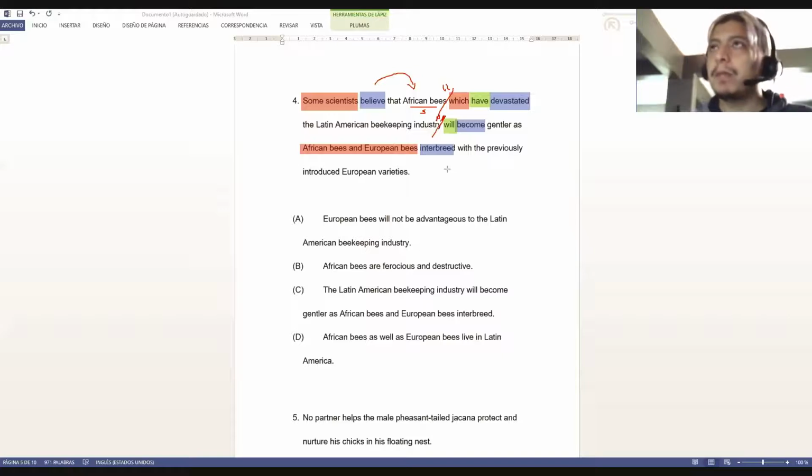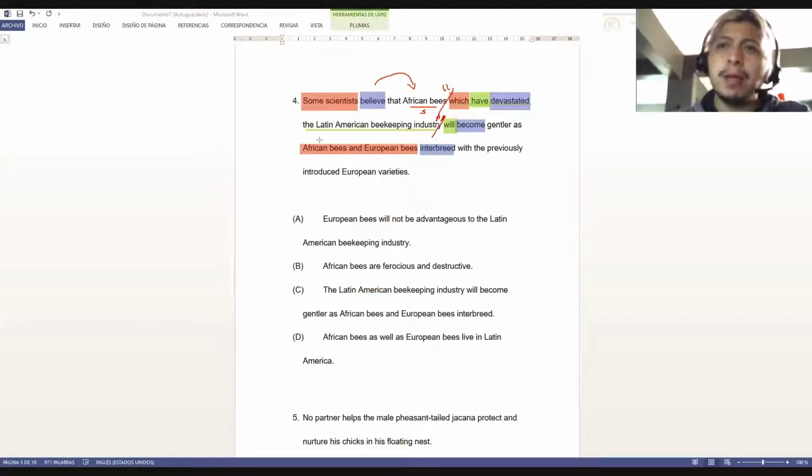Let's check it. Some scientists believe something. This is idea number one. Scientists believe something. They believe something about African bees. This part here, from here to here, is optional. It's just a comment. By the way, these African bees have devastated the Latin American beekeeping industry. They have devastated, they have destroyed the beekeeping industry.